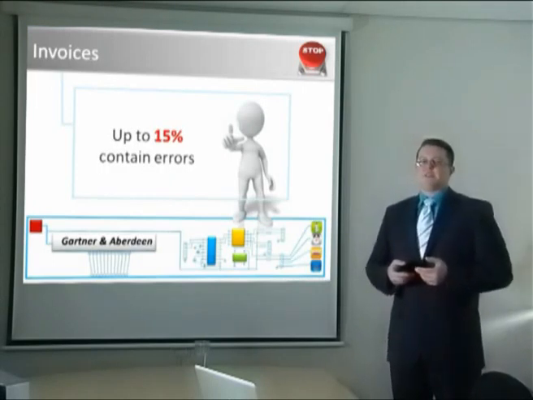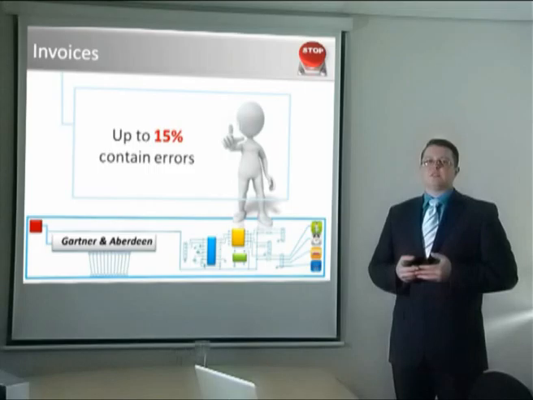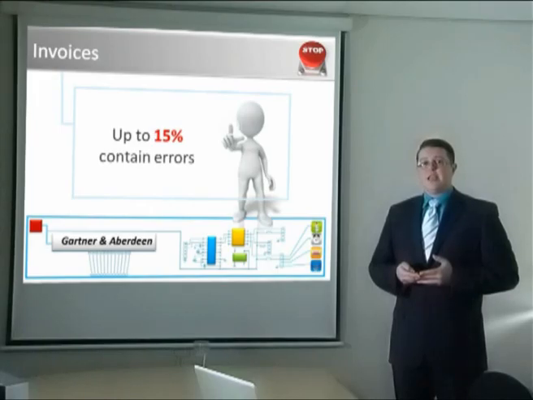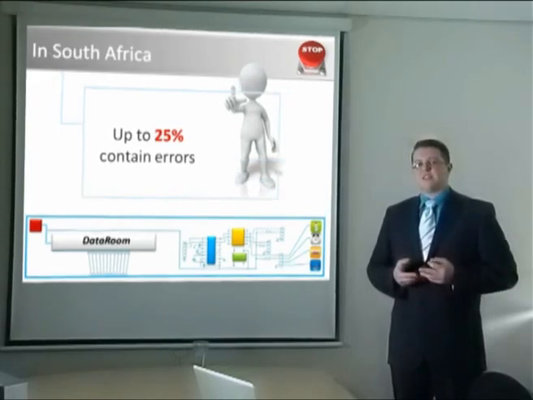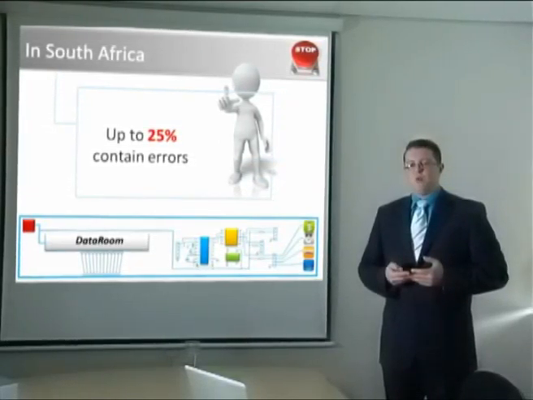According to Gartner and Aberdeen, up to 15% of all telecoms utility billing across North America and Europe contain billing errors. Looking at South Africa, we find that this figure rises to 25% or more.